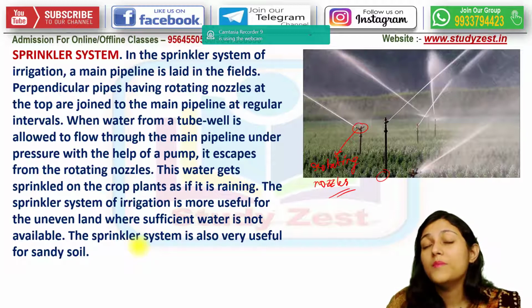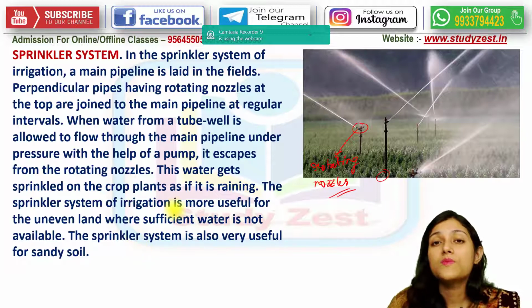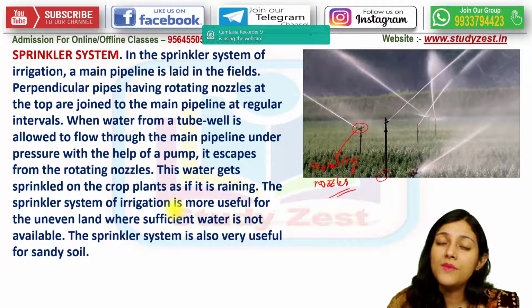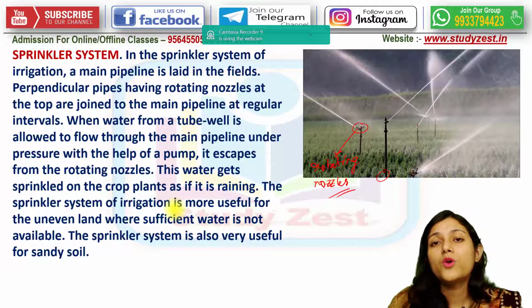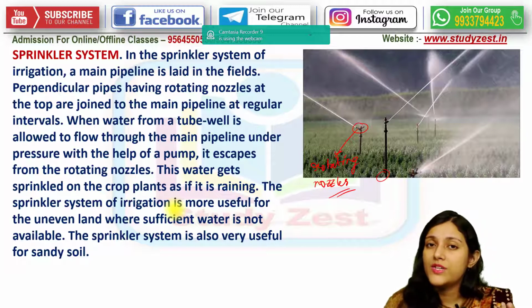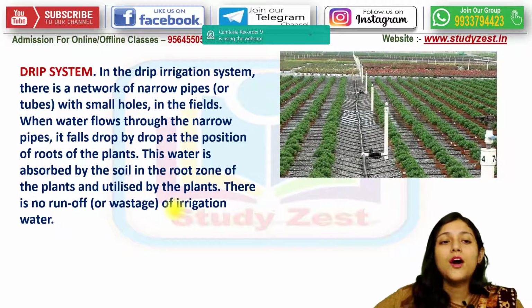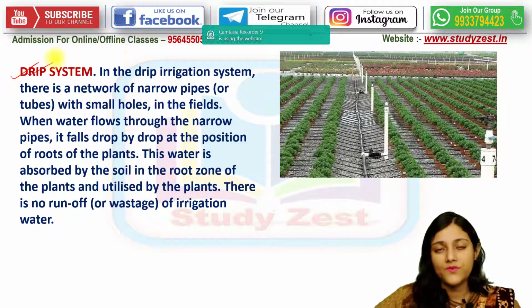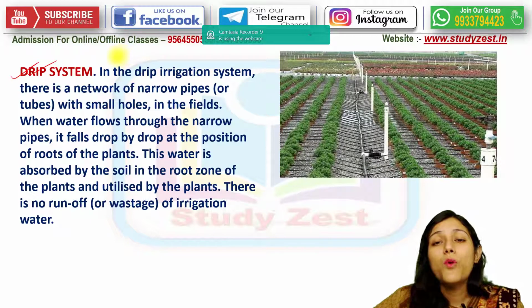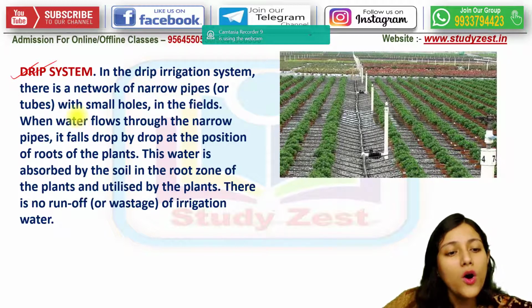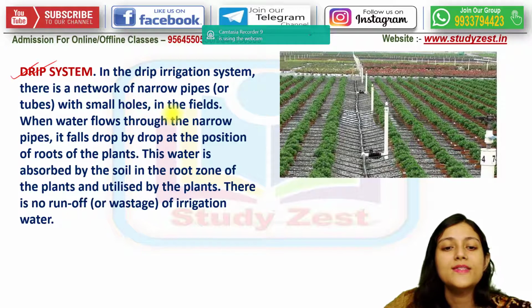The sandy soil, why? Because it cannot hold so much water at a time. So for that reason also, through the sprinkler system, water can be properly irrigated to each and every part of the field. After the sprinkler system, now we are coming to the drip system, which is another very important modern method of irrigation. In this system, there is a network of narrow pipes or tubes with small holes in the field.